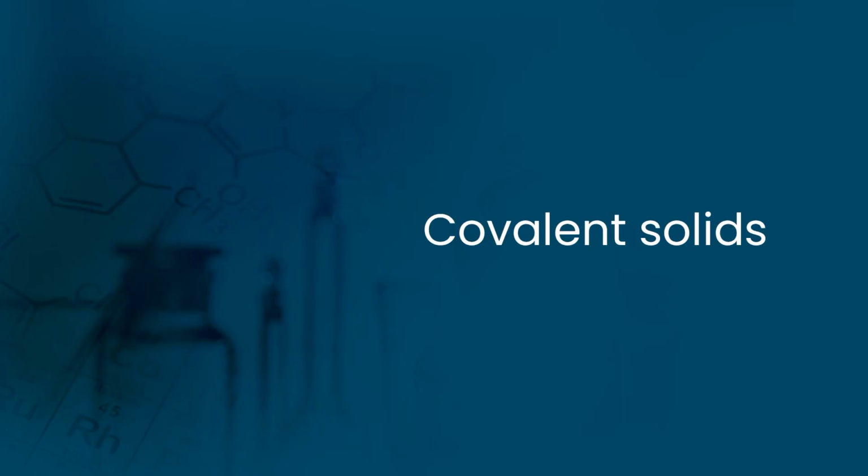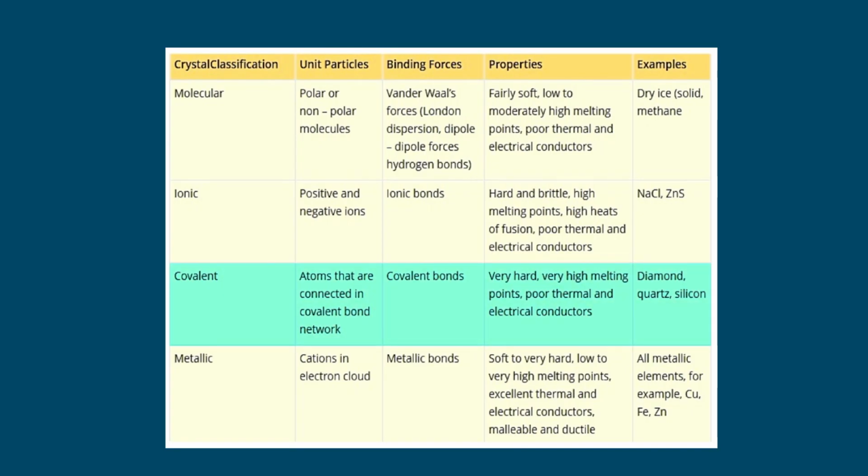Well, if we have a network of atoms held together by covalent bonds, we produce so-called covalent solids. This is our third type. Here, the constituent particles are atoms and are connected by covalent bonds throughout the crystal. These are solids made of carbon or silicon. They are hard and have a high melting point. They do not conduct electricity.